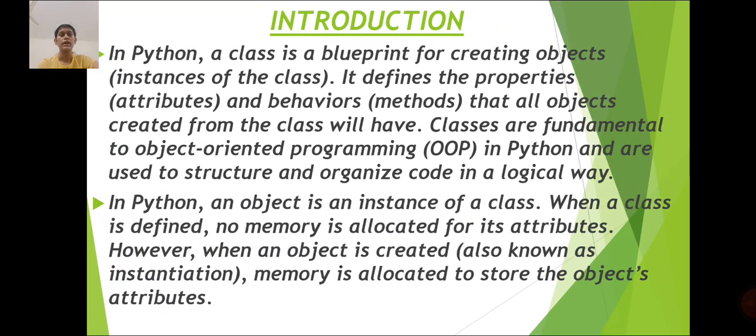Introduction. In Python, a class is a blueprint for creating objects, instances of the classes, which defines the properties and behaviors that all objects created from the class will have. Classes are fundamental to object-oriented programming in Python and are used to structure and organize code in a logical way. In Python, an object is an instance of a class. When a class is defined, no memory is allocated for its attributes. However, when an object is created, which is also known as instantiation, memory is allocated to store the object's attributes.